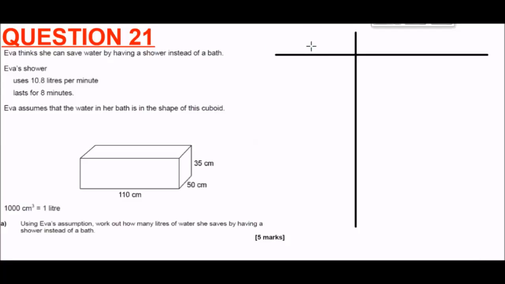Question 21. We're talking about Eva and her hygiene. She thinks she can save water by having a shower instead of a bath. So I'll get to the question in a second, but maybe Eva just shouldn't wash at all. That would save her the most water.